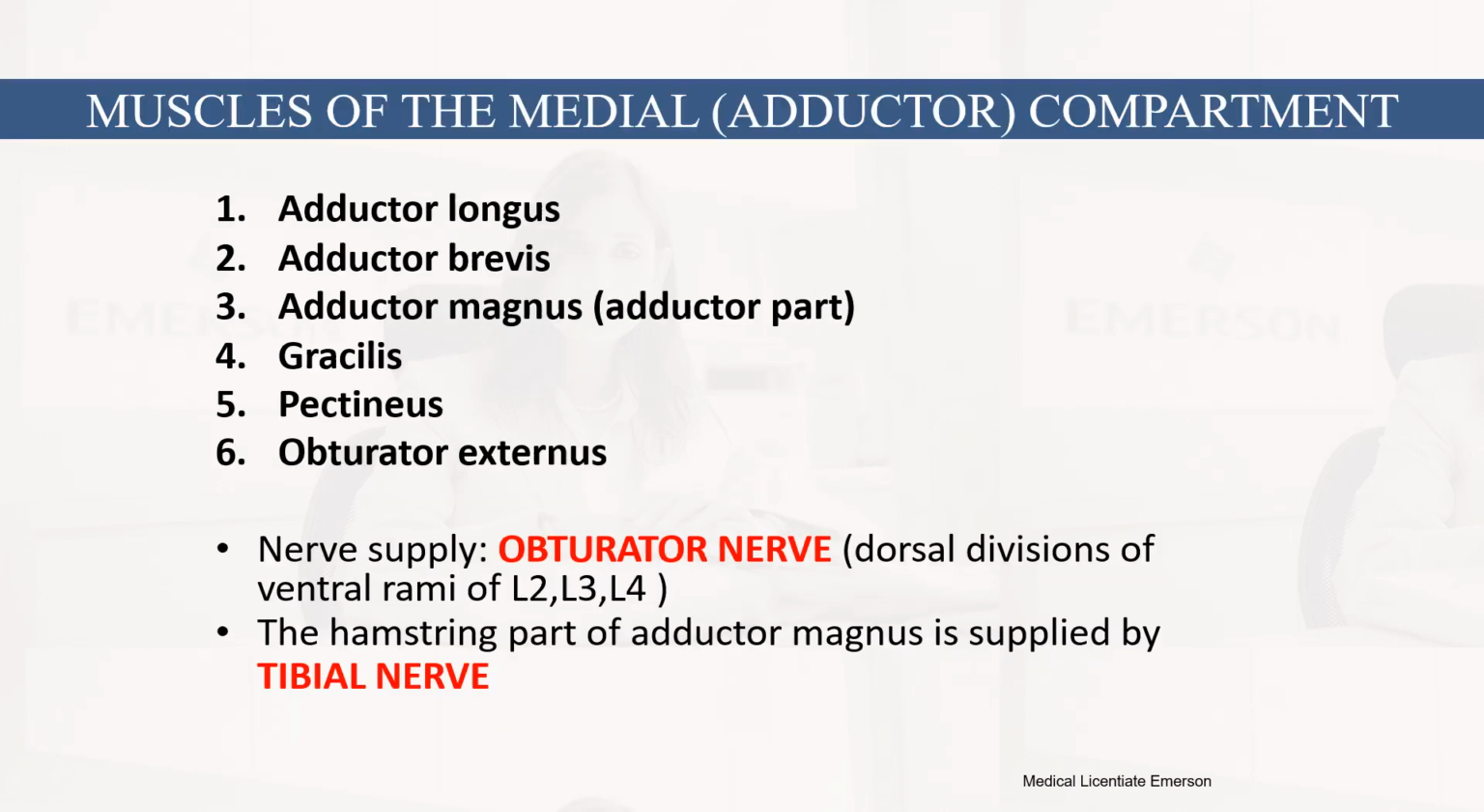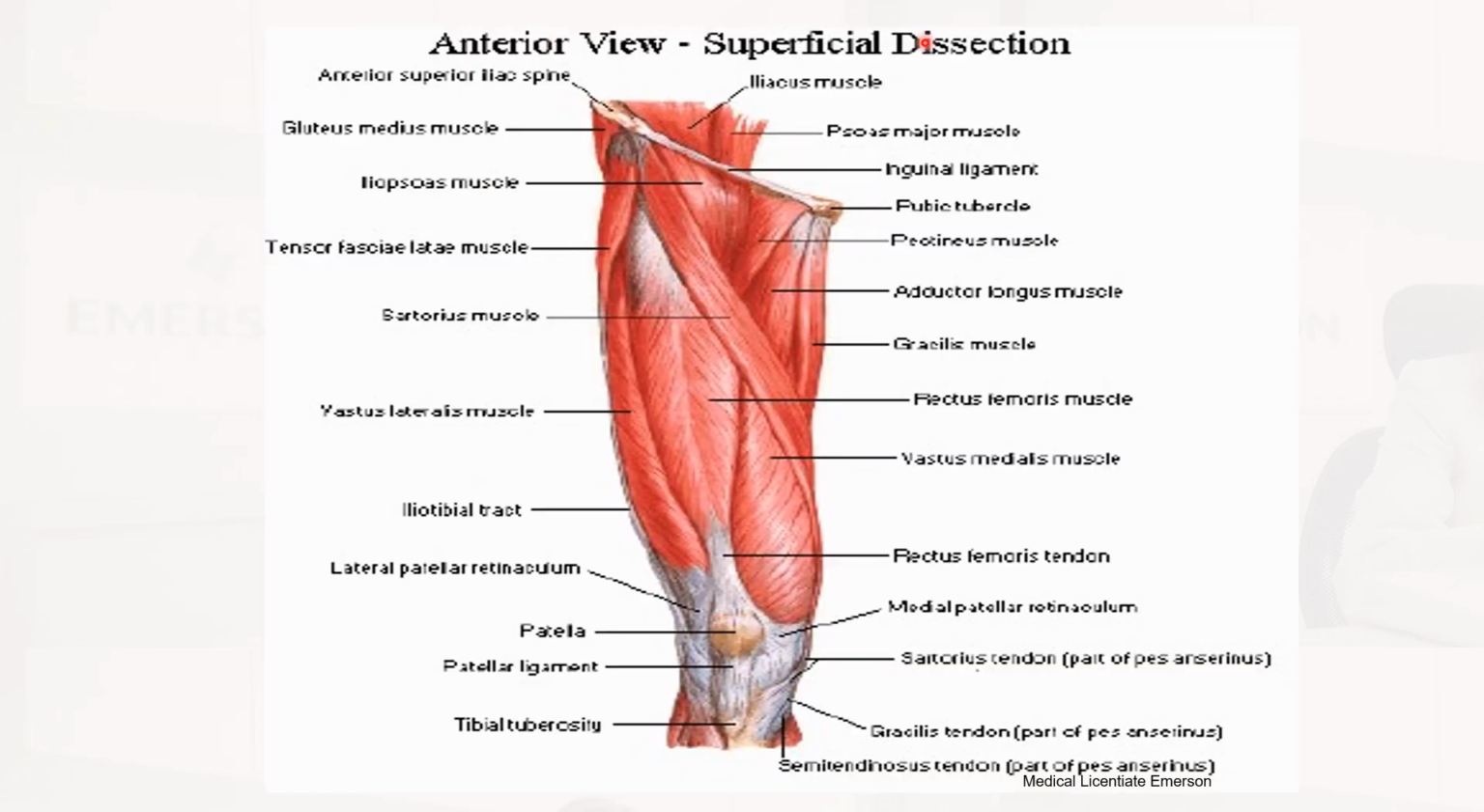Okay, the muscles of the medial compartment, which are the adductor compartment, we have the adductor longus, adductor brevis, adductor magnus, the gracilis, the pectineus, obturator externus, with nerve supply of the obturator nerve, whose dorsal divisions of the ventral rami of L2, L3, L4. Then you have the hamstring part of the adductor magnus, which is supplied by the tibial nerve. Okay, this is the anterior view.